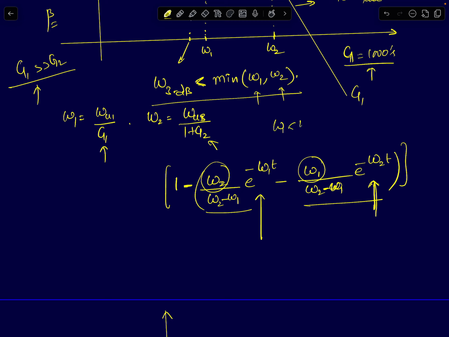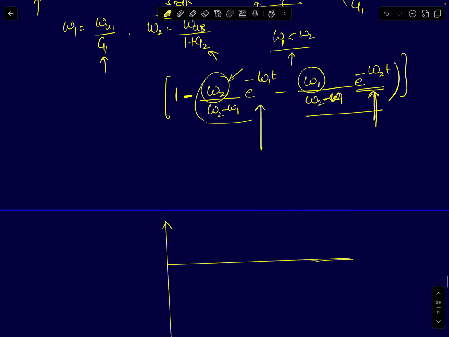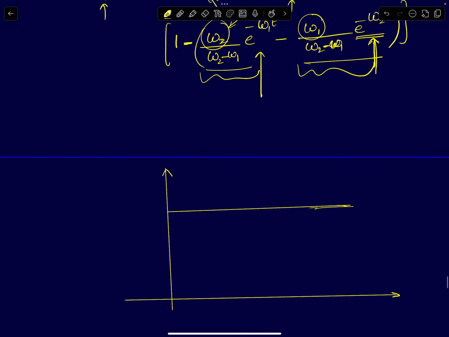Omega 1 here is less than omega 2. That's the low frequency pole. So the low frequency pole will be multiplied by a term which will be much higher than the scaling factor with which you will multiply the second term. So that's all I'm trying to say here. If you plot this overall response, there are two responses: a response due to the first pole and a response due to the second pole. All I'm saying is the response due to this first pole will be the dominating factor. It will almost look like a single pole response with a time constant given by 1 by omega 1. Here I'm assuming omega 1 is much less than omega 2.